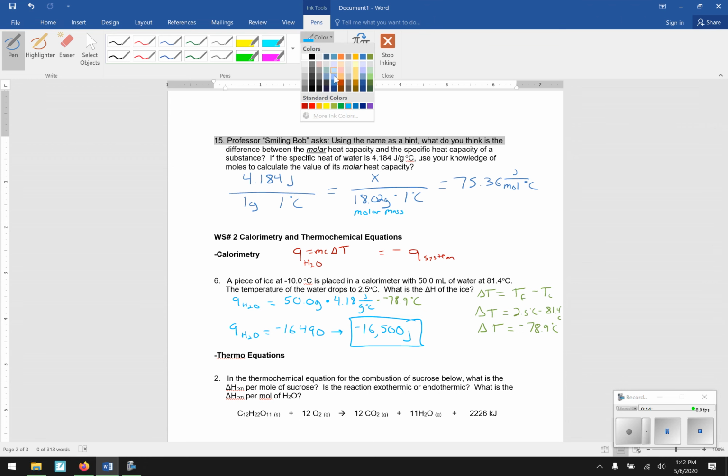Shockingly, the Q of the ice, excuse me, not Q of iron, the Q of the ice would be the opposite of that. It would be positive 16,500 joules. And all that means is that the ice took in 16,500 joules, or 16.5 kilojoules if you prefer to give it that way, from the water.